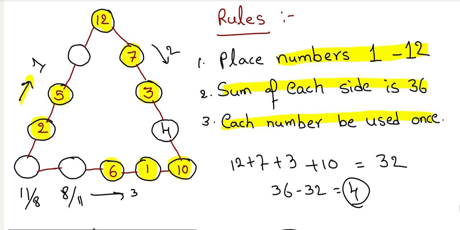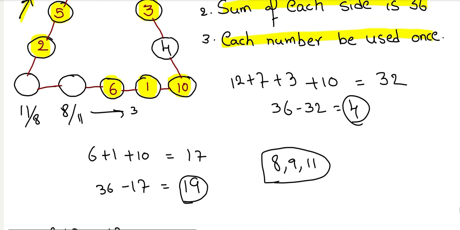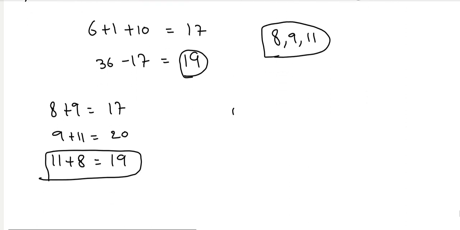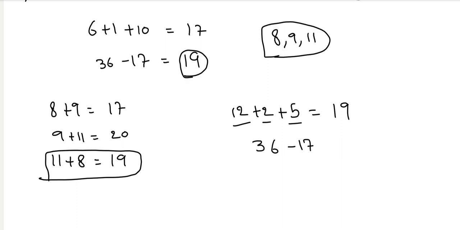So let us check side 1 also. There are already 12 plus 2 plus 5. So 12 plus 2 is 14, 14 plus 5 is 19. So 36 minus 19 is equal to 17. That means the two numbers which give the sum of 17 can be used in side 1. So 17 is given by 8 plus 9.